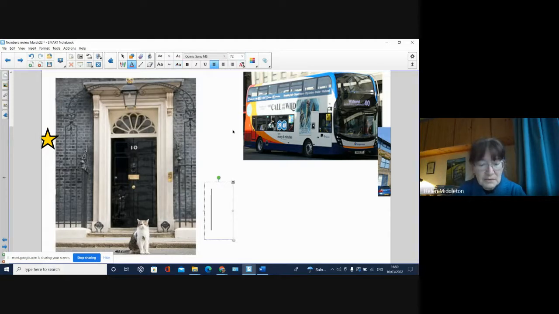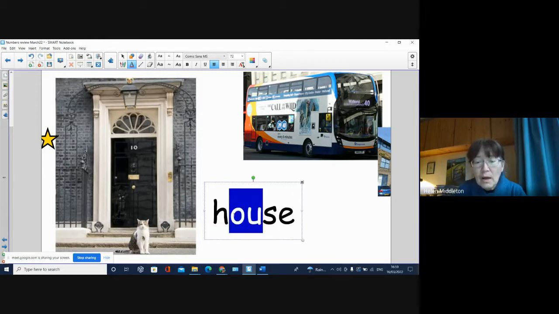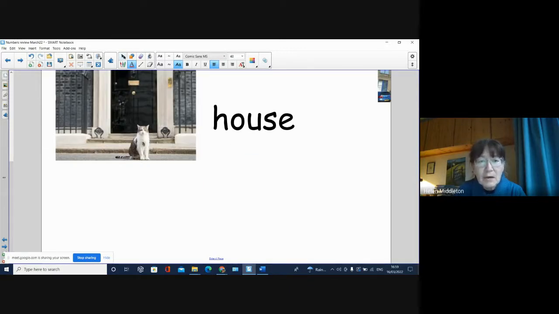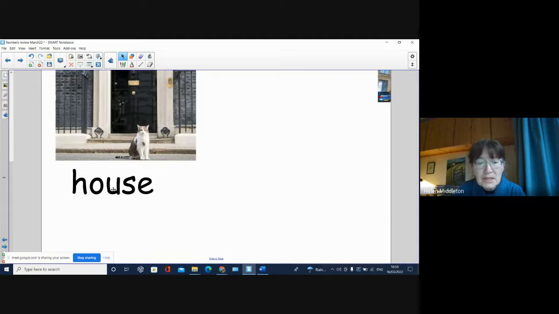There we are. Get the sides right and we should be all right. House. House number. There's house. House number. Number. We saw that word at the beginning.